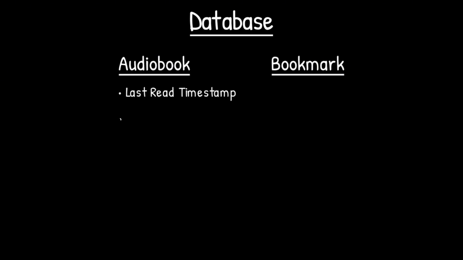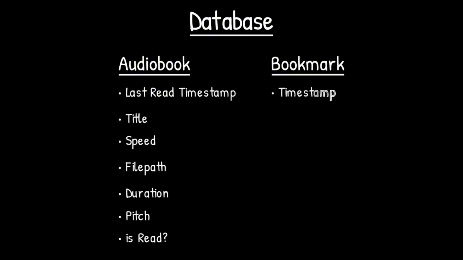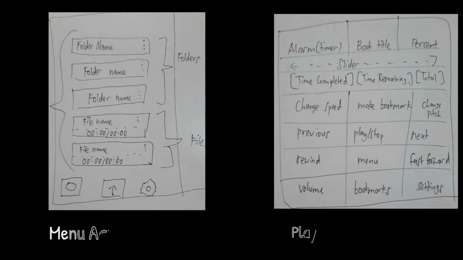The last part that I actually had to think about was coming up with the database schema. I knew that I would want to create audiobook entities which would store things like the last read timestamp so the user could resume listening. And I also needed a bookmarks table to store the bookmarks. So after all that, it was time to code.